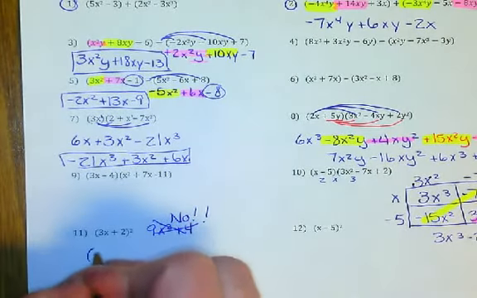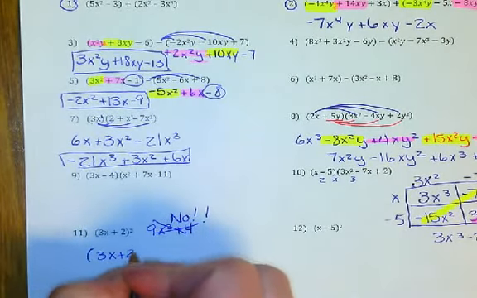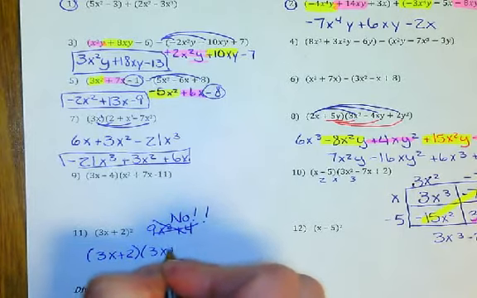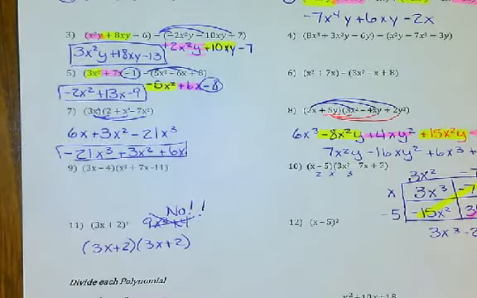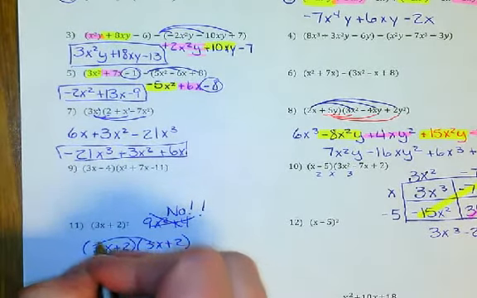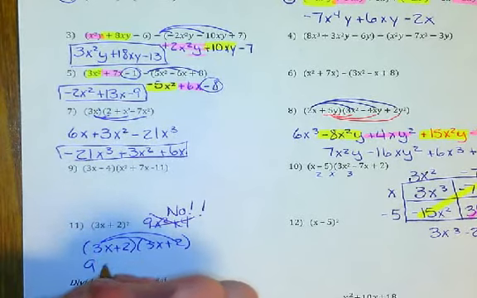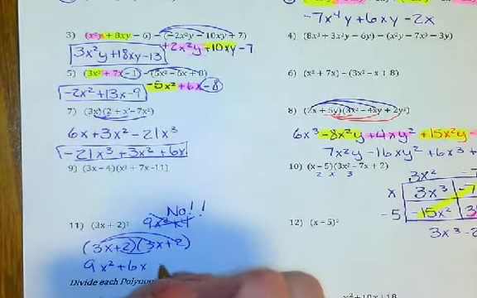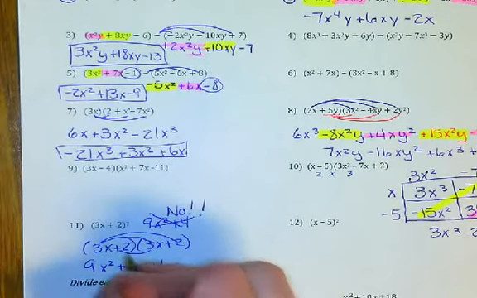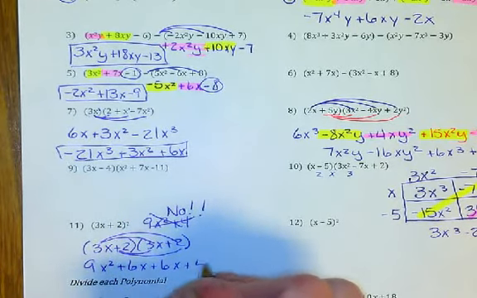okay? What you're actually doing here is you're doing 3x plus 2 times 3x plus 2, okay? So I'm going to multiply the 3x here and here. It gives me 9x squared plus 6x. And then 2 times 3x is also a 6x. And then 2 times 2 is 4.